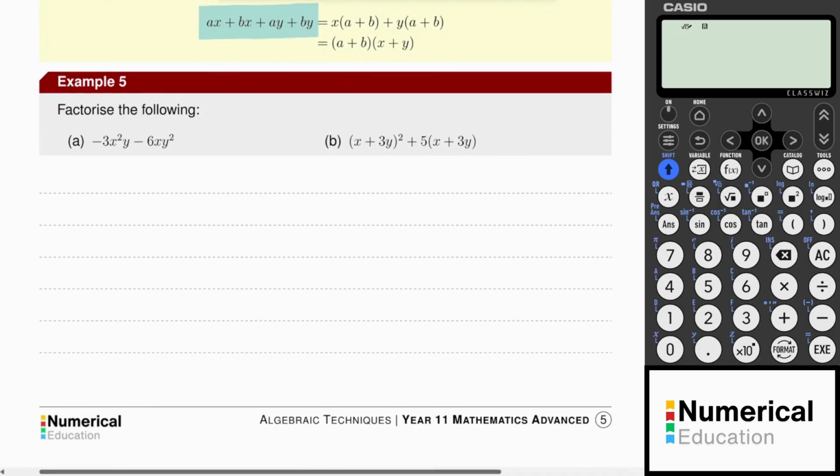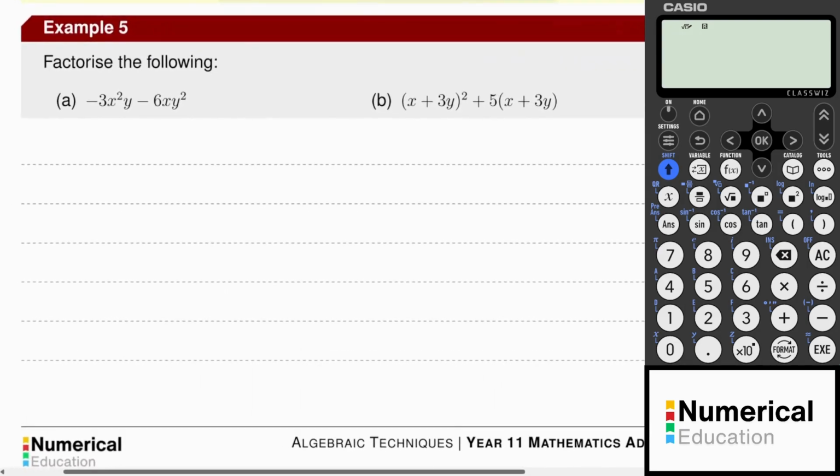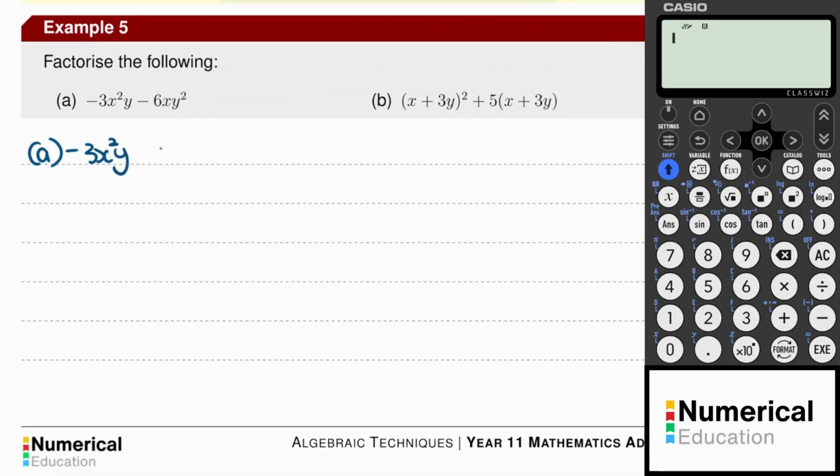Example 5. Let's jump straight to this. For part A, we're just going to factorize it normally. So for part A, we've got negative 3x squared y minus 6xy squared.